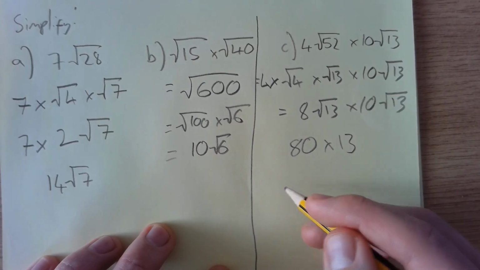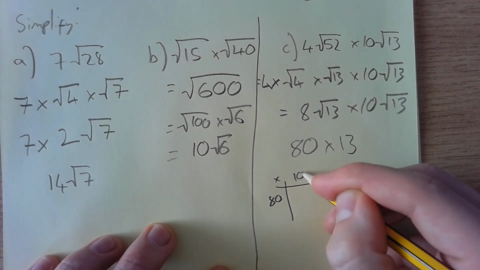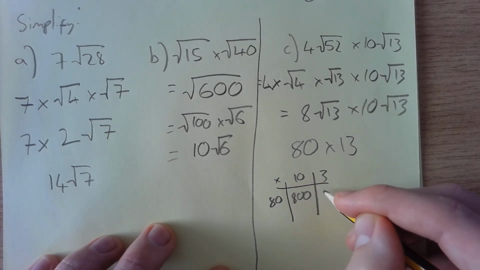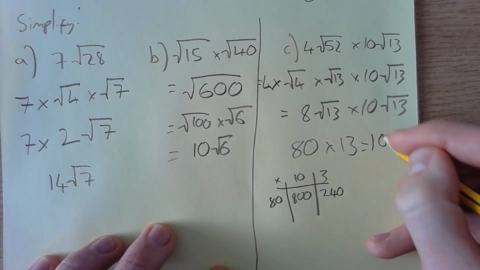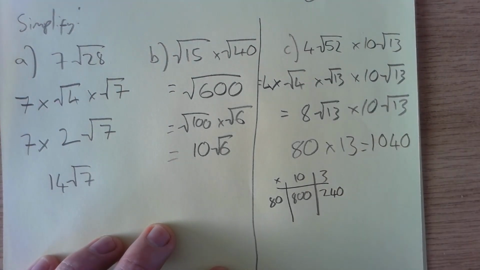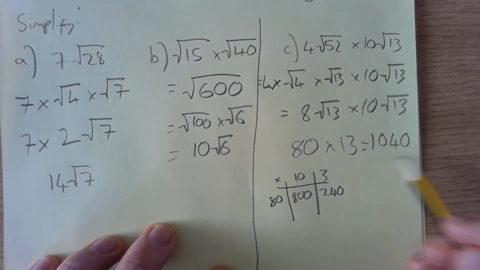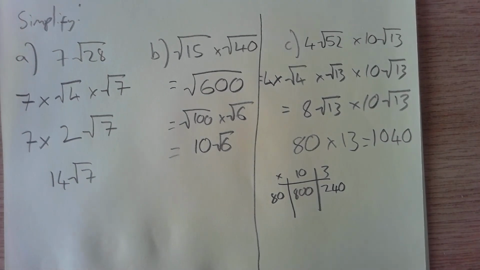And then I can just do 80 times 13, bit of grid method, 800, try not to mess it up, 240, so it's just 1040. Who knew? 4 root 52 times 10 root 13 is actually just an integer. It's 1040. Have a go now at questions 9 and 10.